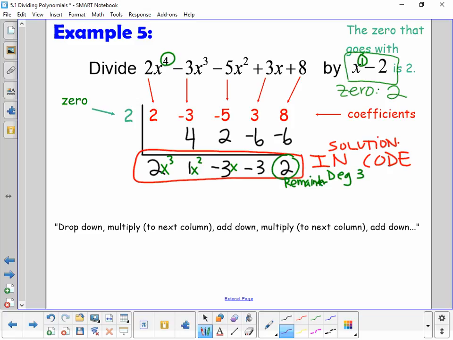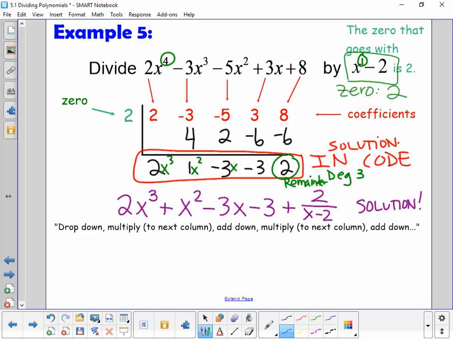So we have our solution 2x to the third plus 1x squared minus 3x minus 3. And we write our answer in proper notation as a fraction. 2 over our divisor, which is x minus 2. So there's our solution.